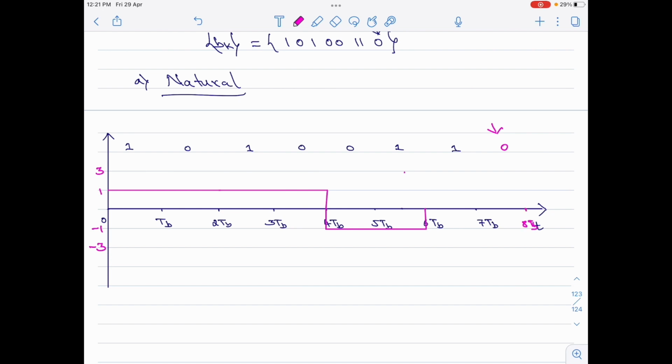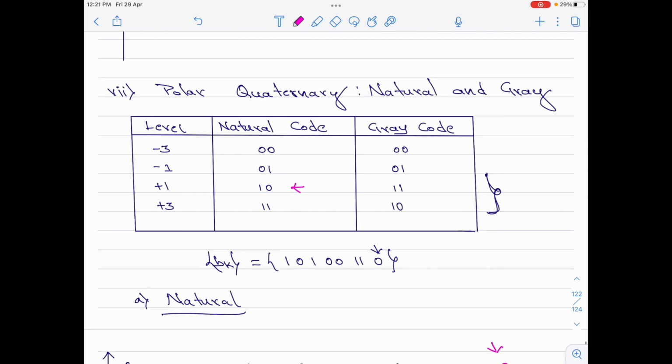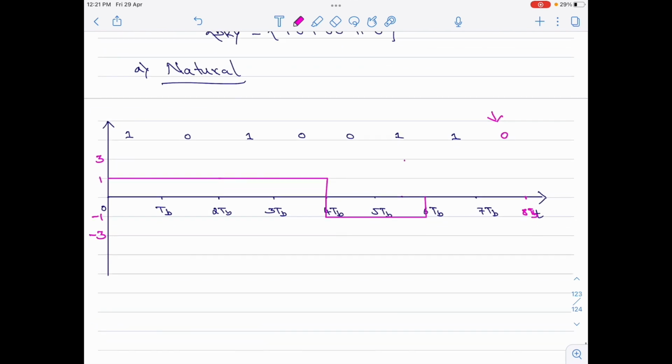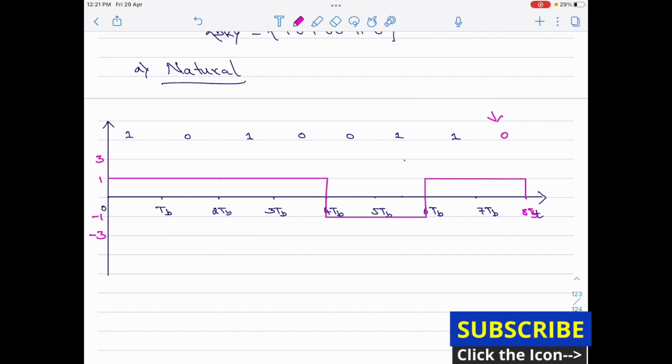The last 2 bits are 1, 0. So, go back to the table. 1, 0 represents +1. So, I now change the amplitude from -1 to +1 and I draw a rectangular pulse of amplitude +1 and duration 2 TB. This is the waveform for the natural code representation for the given binary sequence.